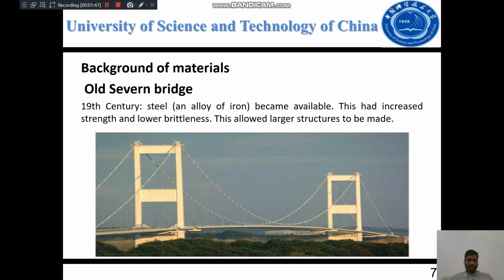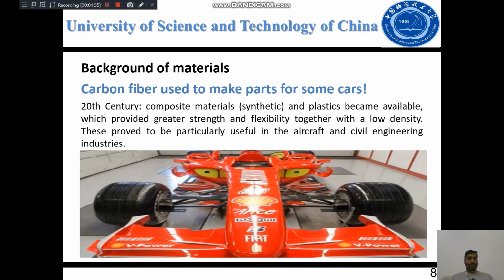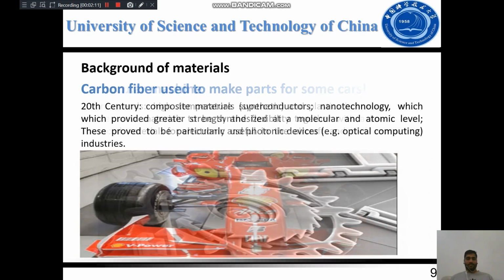Old Stephen Bridge. In the 19th century, steel became available. It had increased strength and lower brittleness, which allowed large structures to be made. Carbon fibers are used to make parts of some cars. In the 20th century, composite materials, synthetics, and plastics became available, which provide greater strength and flexibility together with low density. These are particularly useful to the aircraft and civil engineering industries.